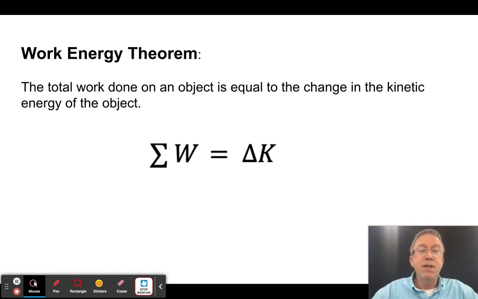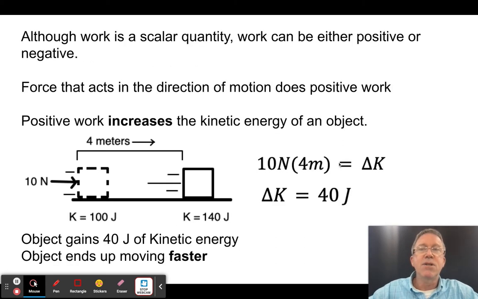And the work energy theorem basically says this: the sum of the work done on an object is equal to the change in its kinetic energy. In other words, if the sum of the work done on an object is positive, then I'm going to have a positive change in its kinetic energy. It's going to gain energy. And if the sum ends up being negative work, then it's going to lose energy. If the sum is zero, then I didn't change its kinetic energy. It's going to go at the same speed. Let's take a look at this.